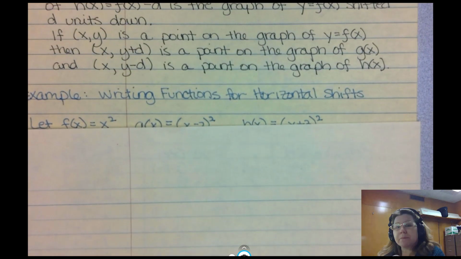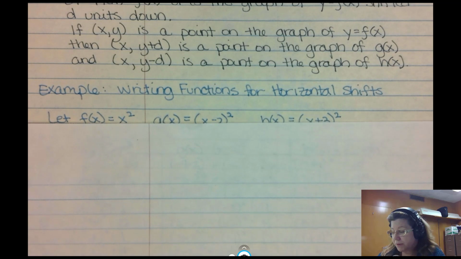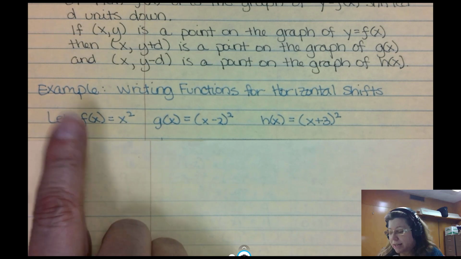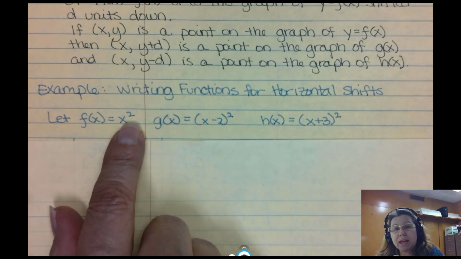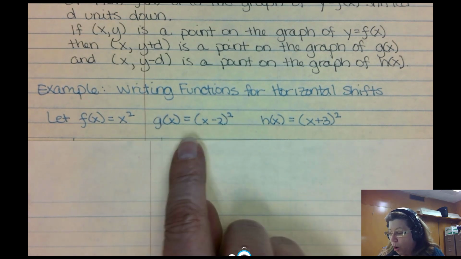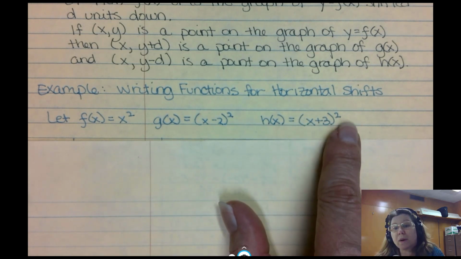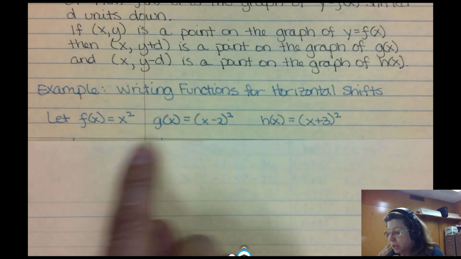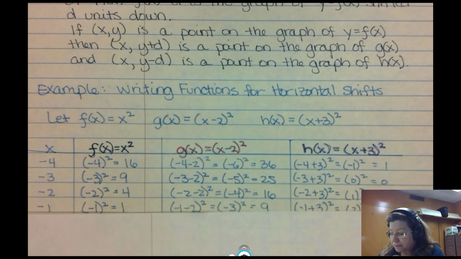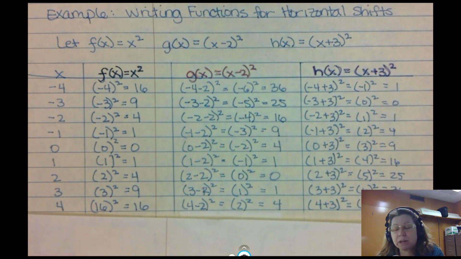So let's take a look at not vertical shifts this time, but horizontal shifts. And we have our basic function of a parabola, which is f of x equals x squared. And all I'm going to do is change it slightly. g of x is going to be x minus 2 all squared, and h of x is going to be x plus 3 all squared. So here's what's going to happen. I'm going to go ahead and draw a table, fill in our data, our points, and then I'm going to graph it.